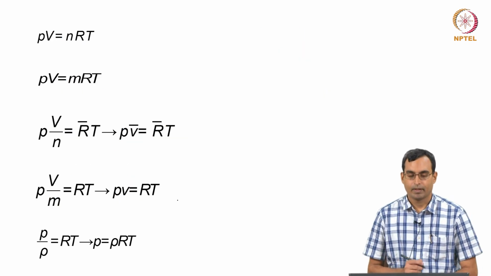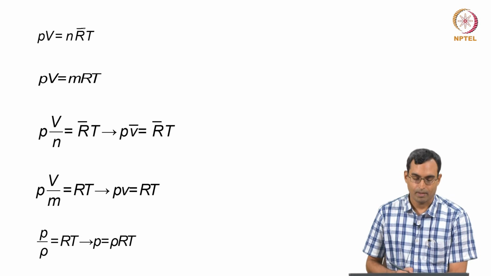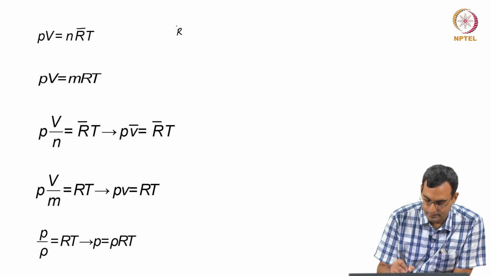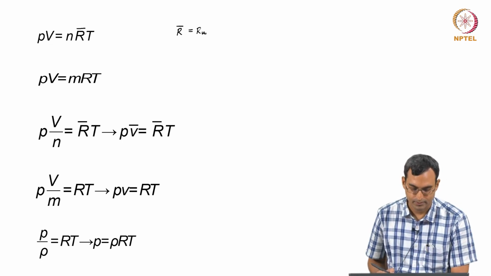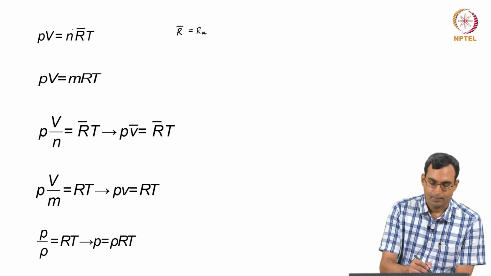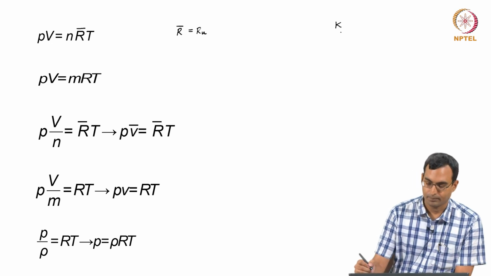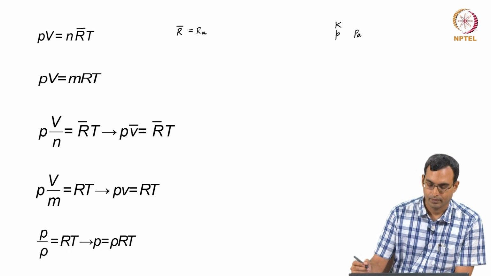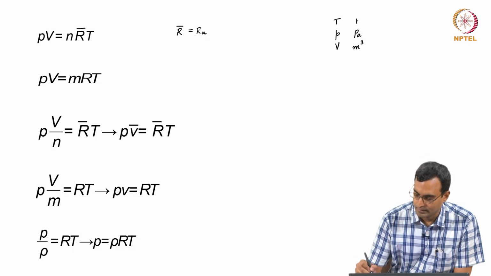So, putting them all together, we get an expression of this kind. We get PV is equal to N into R bar into T, where N is the number of moles, and R bar is the universal gas constant, which we often also indicate by R subscript U, to indicate it is a universal gas constant. T is the temperature. We are going to use the SI unit, so Kelvin is our unit for temperature. P is the pressure. We are going to use SI units again, so the units are either pascals or kilopascals. V is volume. Our unit is meter cube. So, these are our units.